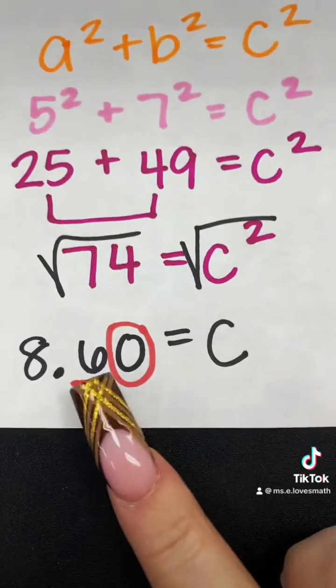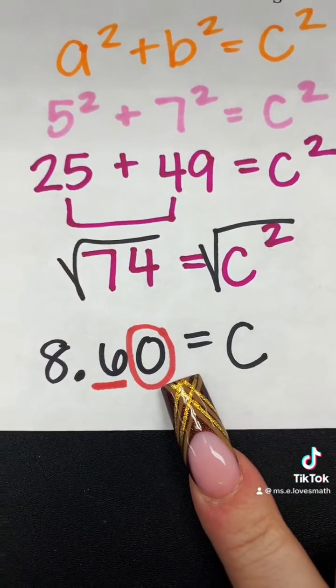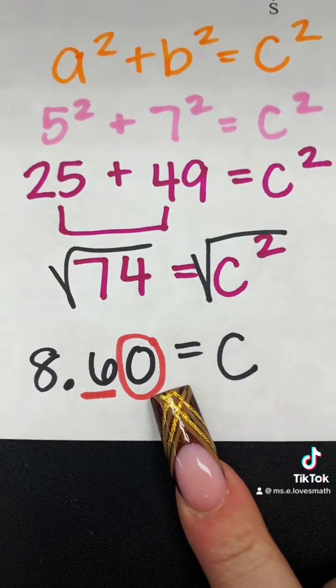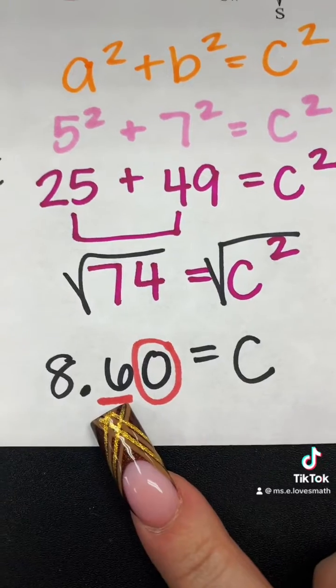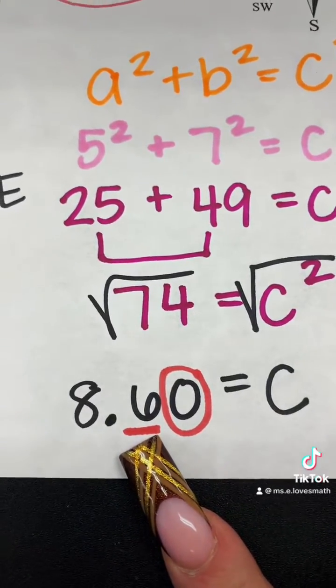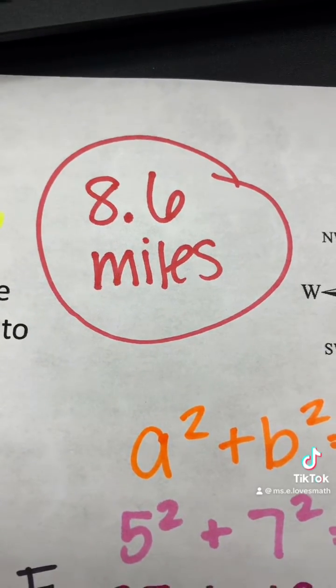So I've underlined the tenths place. Find your place, look next door, 5 or greater, add 1 more, 4 or less, stay at rest. This is less than 5, so we will leave 6 alone and it will stay at rest. So our final answer is 8.6 miles.